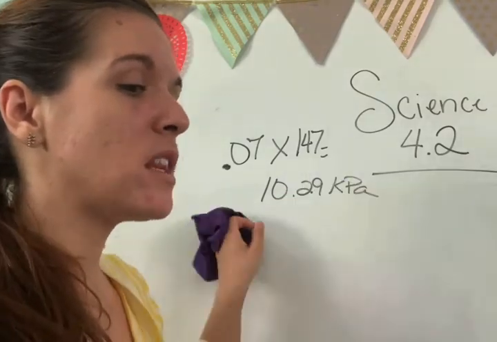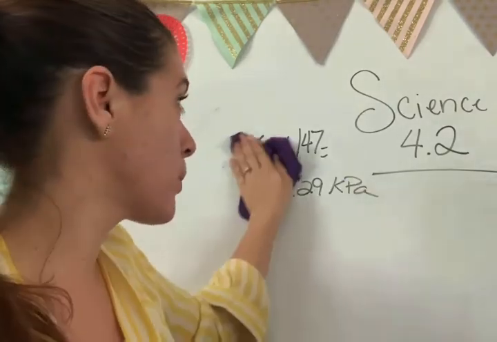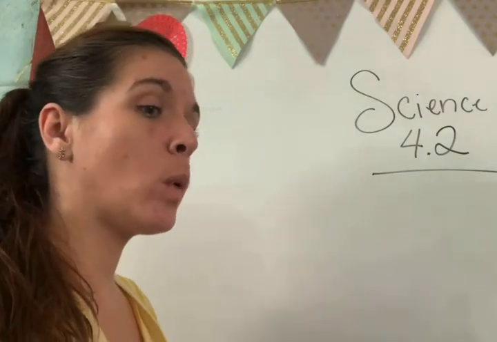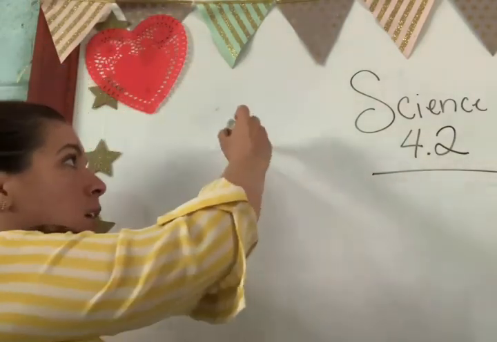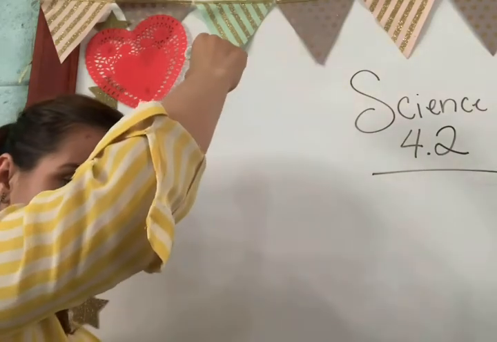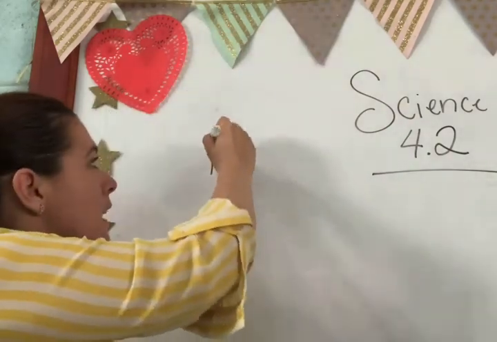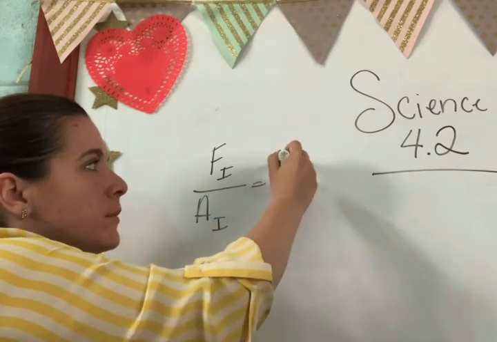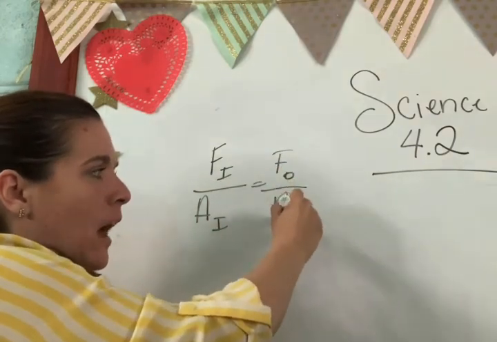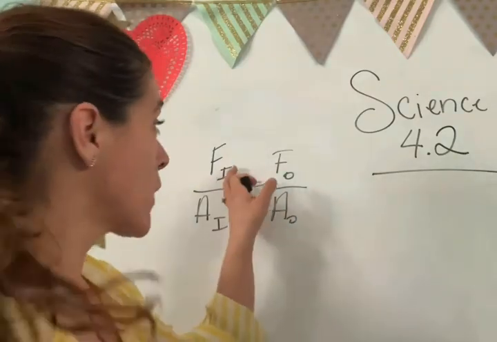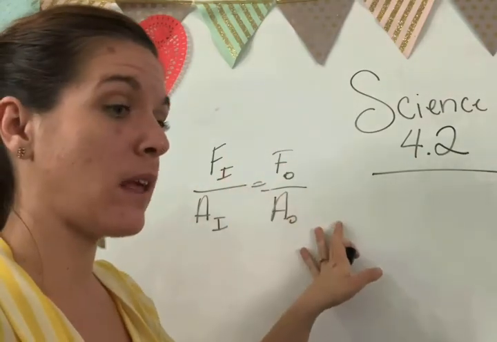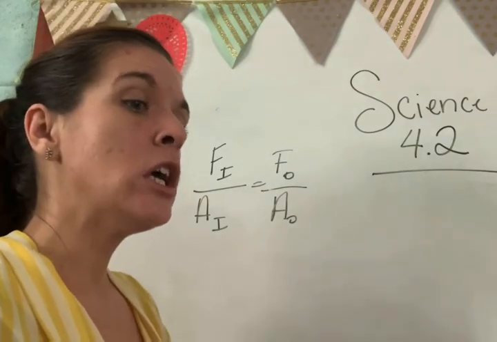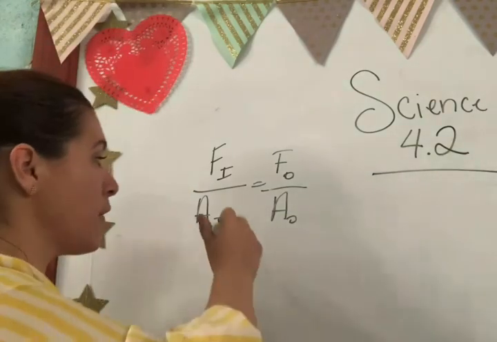Number 3, an engineer is designing a hydraulic press. The small piston will have an area. I'm already going to know it's going to be force. What is it? Force over area of the input equals force over area of the output. As force gets bigger, the area gets bigger. As area gets bigger, the force must get bigger. That's the relationship between those two. So it says a small piston will have an area of 5.